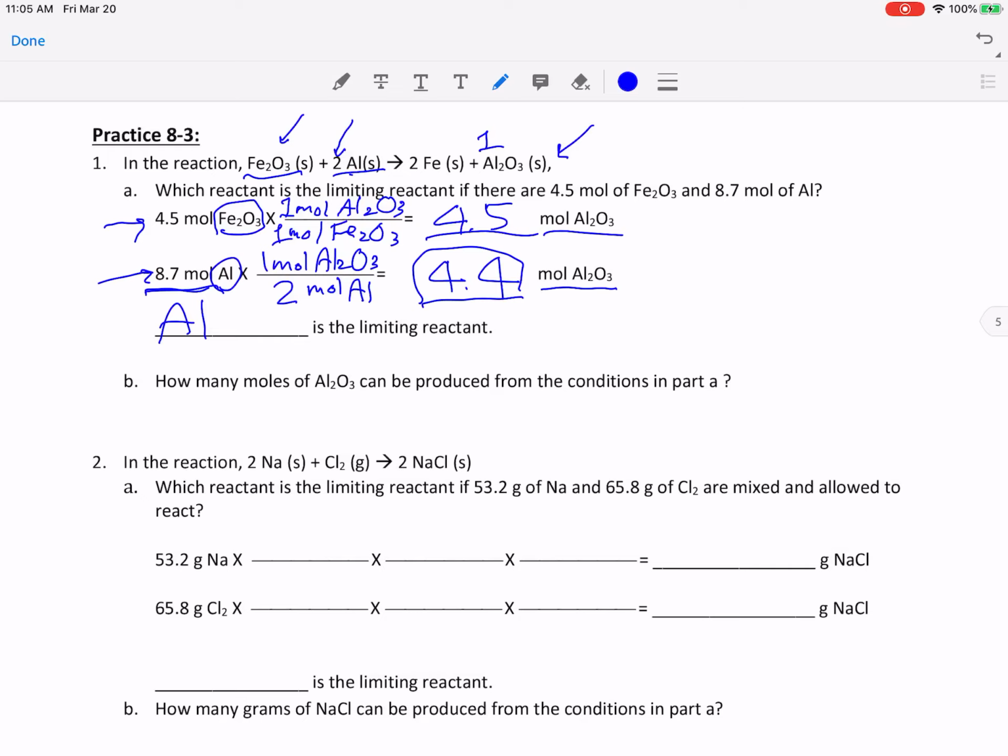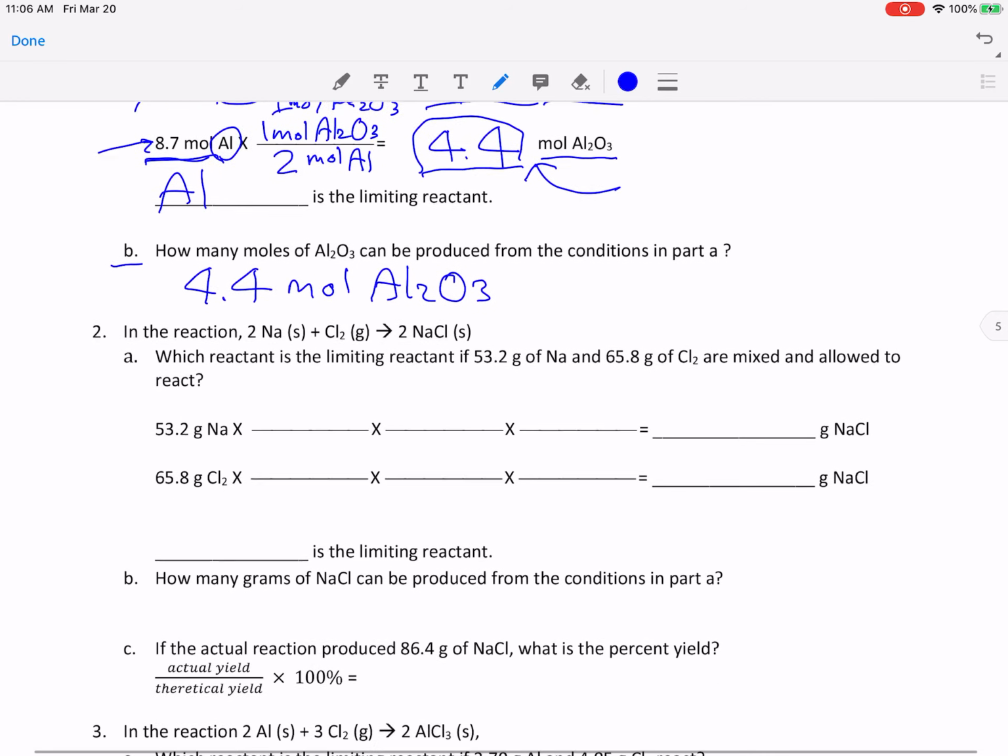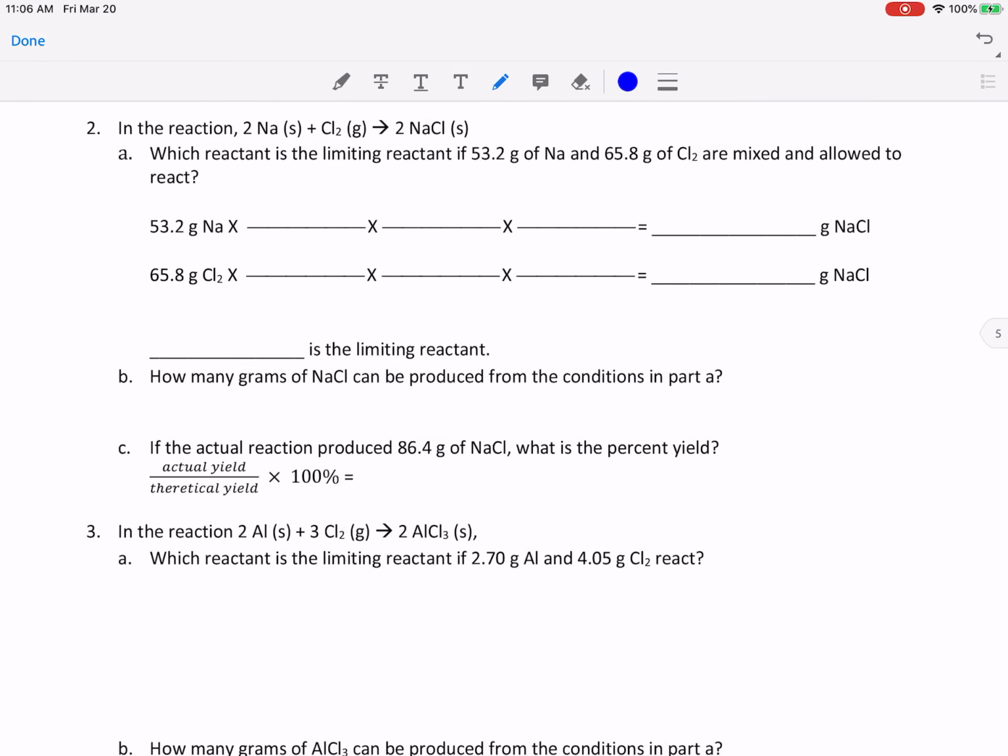All right. Then how many moles of aluminum oxide can be produced from the condition in part A? Because you already calculated that 4.4 moles of aluminum oxide will be produced from 8.7 moles of aluminum, you can say it's just 4.4 moles of aluminum oxide. So that's a mole to mole. Then we can do the gram to gram question.